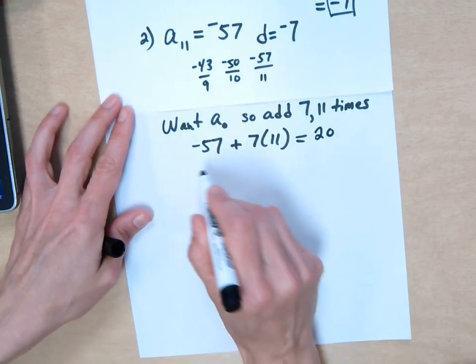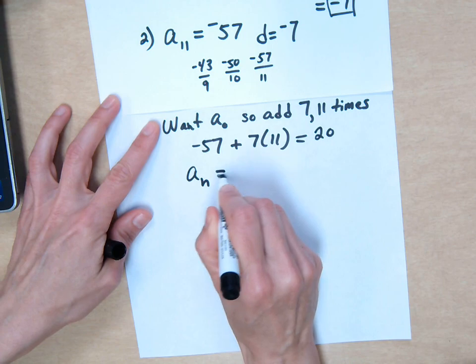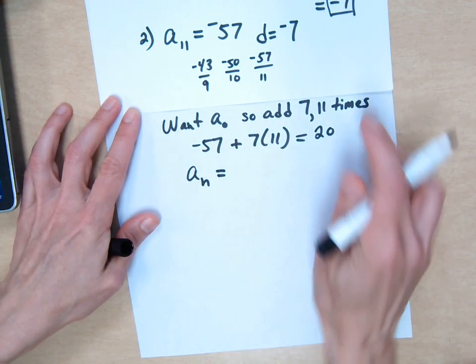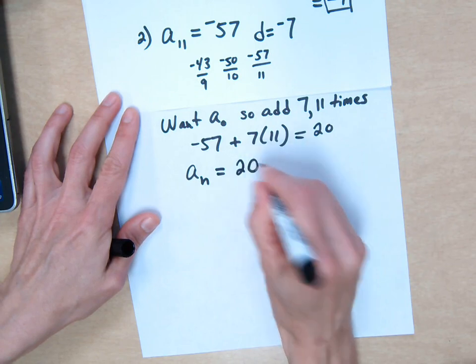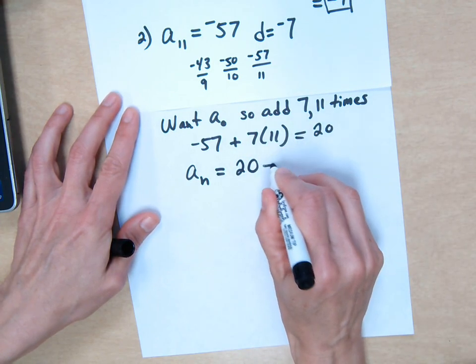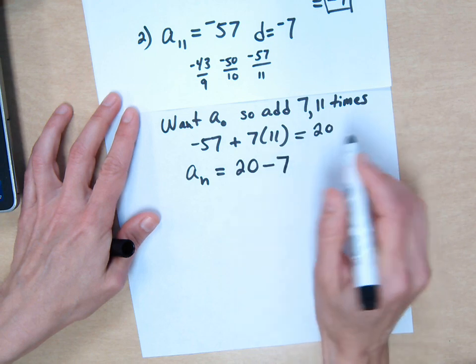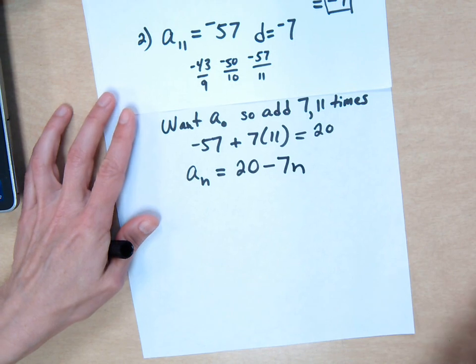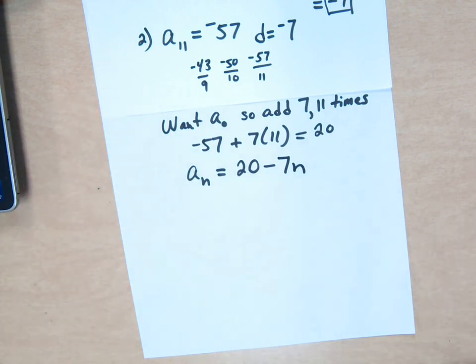Then the nth term, a sub n equals the 0th term, which we just found is 20. And what's the rest of the formula? Minus 7n, exactly. Minus 7n. And so now we could use that formula to find whatever we're interested in.